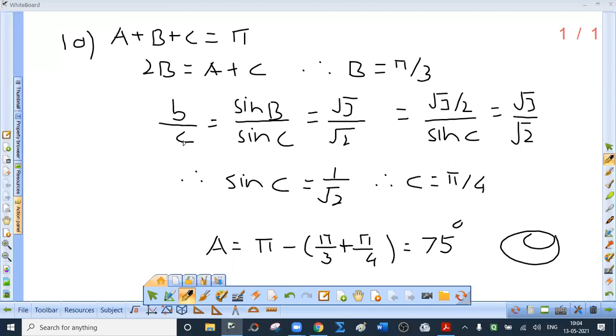Now B is to C is sine B is to sine C is root 3 is to root 2, given. Sine 60 degrees is root 3 by 2. So from this I get sine C as 1 by root 2. So C is 45 degrees, that is pi by 4. So angle A is 180 degrees less 60 plus 45. So 75 degrees. So the correct option is C, Calcutta.